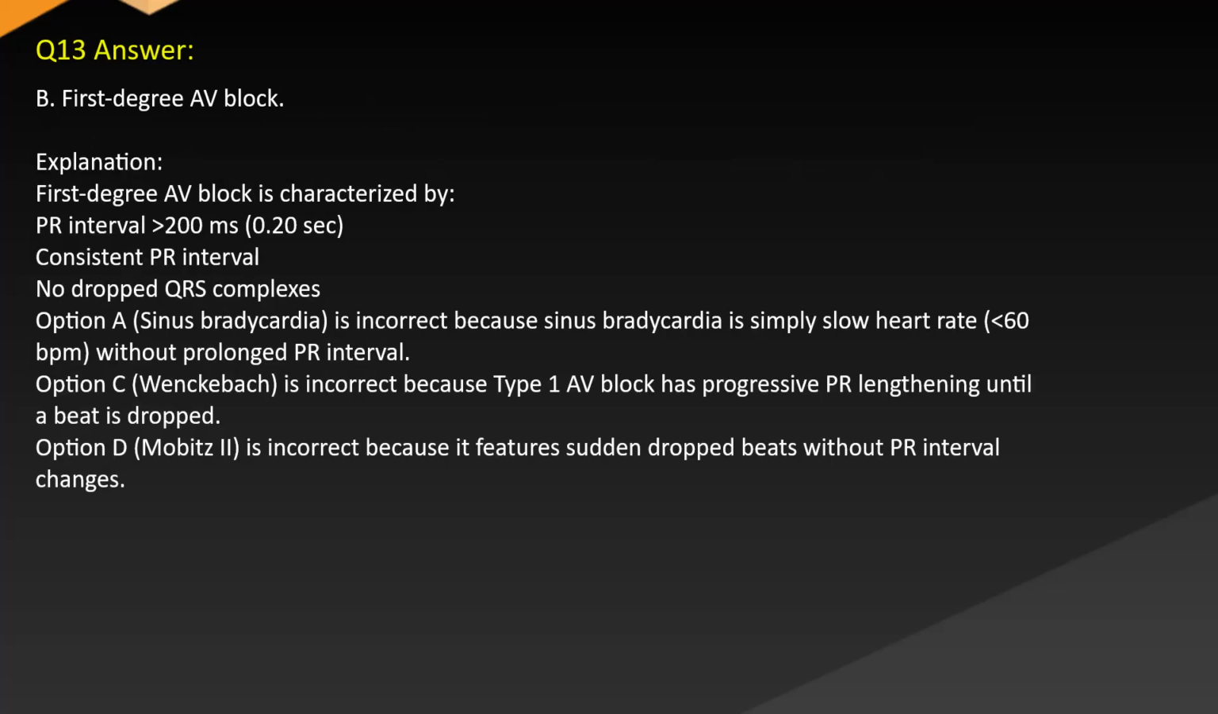Answer: B. First degree AV block. Explanation: first degree AV block is characterized by a PR interval over 200 ms, 0.20 seconds, with a consistent interval and no dropped QRS complexes. Option A, sinus bradycardia, is incorrect because sinus bradycardia is simply a slow heart rate under 60 bpm without a prolonged PR interval. Option C, Wenckebach, is incorrect because type 1 AV block has progressive lengthening until a beat is dropped. Option D, Mobitz II, is incorrect because it features sudden dropped beats without PR interval changes.